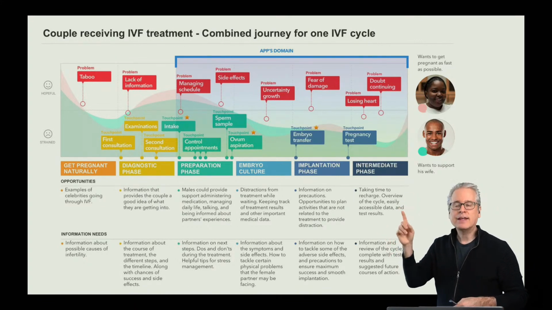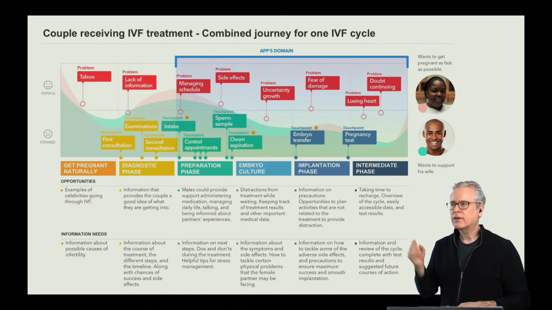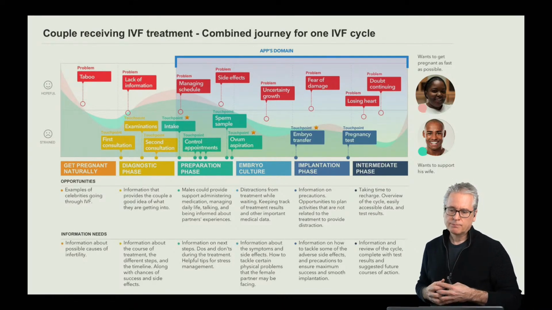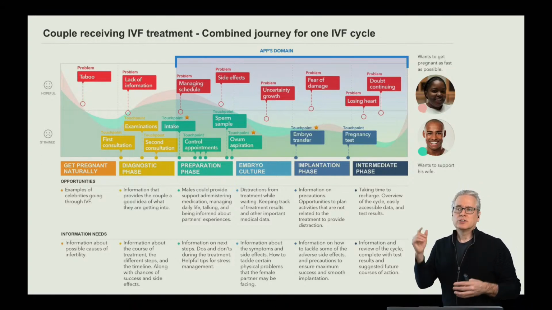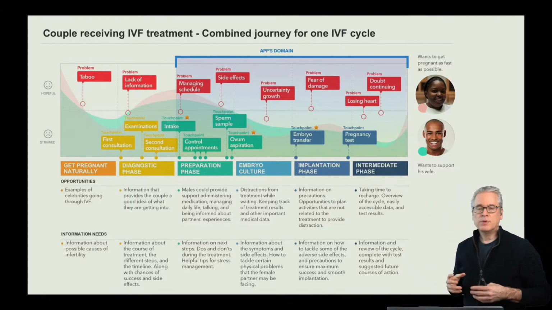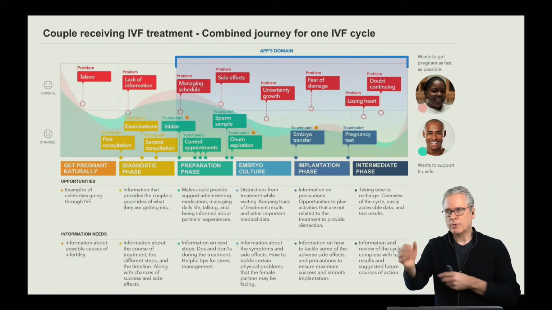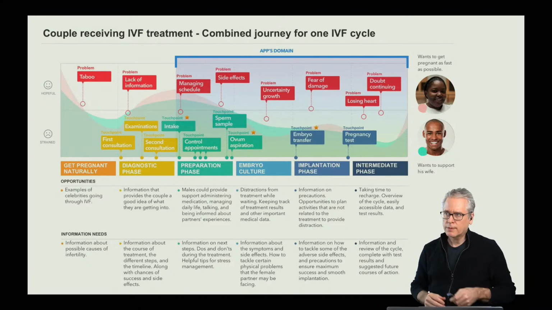Up there, they're annotating the emotional journey with additional flags or additional sticky notes. And down at the bottom, they have opportunities, and they have information needs. So you can construct these rows to be whatever's helpful. And again, keeping it simple, we have a suggested structure to start with.